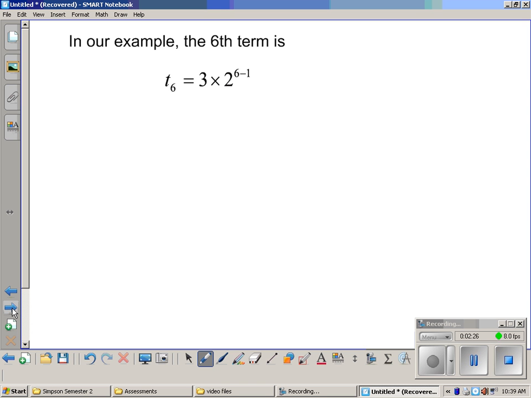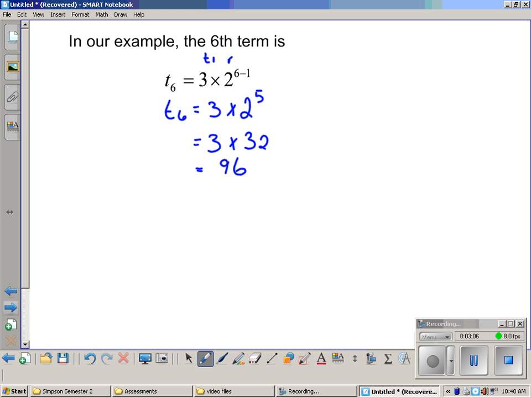So in our example, the 6th term in that sequence we could find by doing T6, which is the 6th term, equals 3, this is our first term, there were 3 people to start with, times 2, this is our common ratio, to the n minus 1. So T6 is equal to 3 times 2 to the power of 5. 2 to the power of 5 is 32, so I have 3 times 32, or 96. So that would be the 6th term in our sequence.